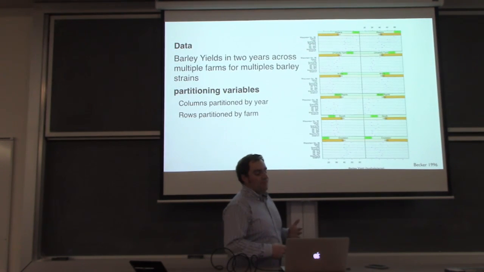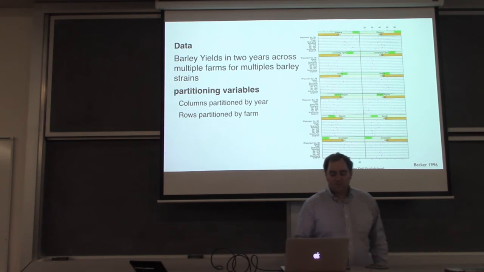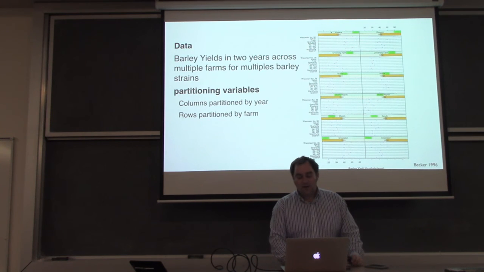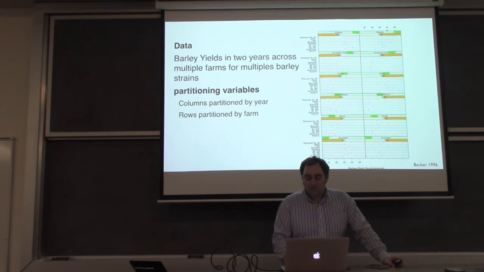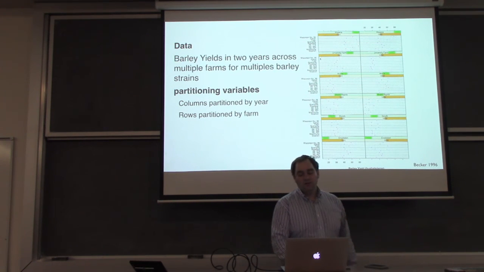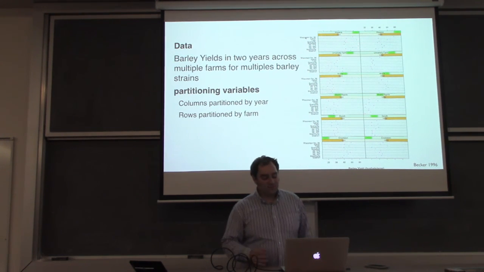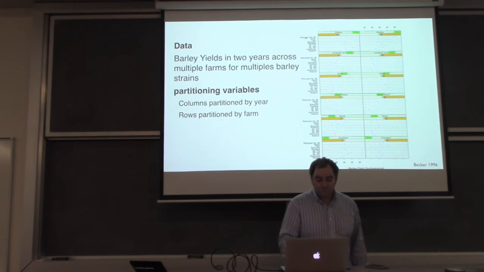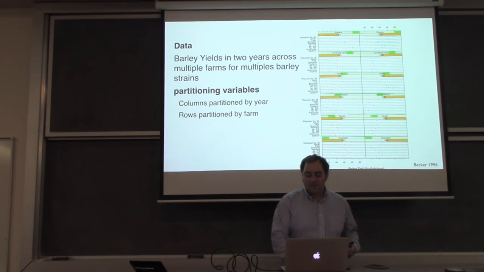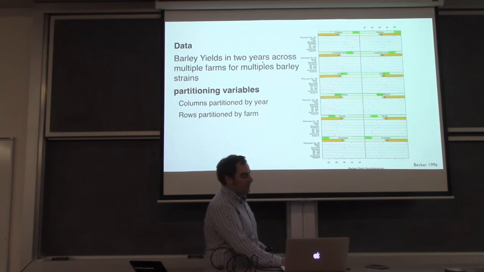The data here are barley yields in 2 years across multiple farms for multiple barley strains. So here, this column is 1931. This column here is 1932. Then here we have one farm. Here we have a second farm. Here's the third farm, and so on. So we have partitioned by year and then by farm. And then what is in these rows is different barley types. So we have Wisconsin number 38, velvet, and so on. And so we can see these trends and we can try to make comparisons.